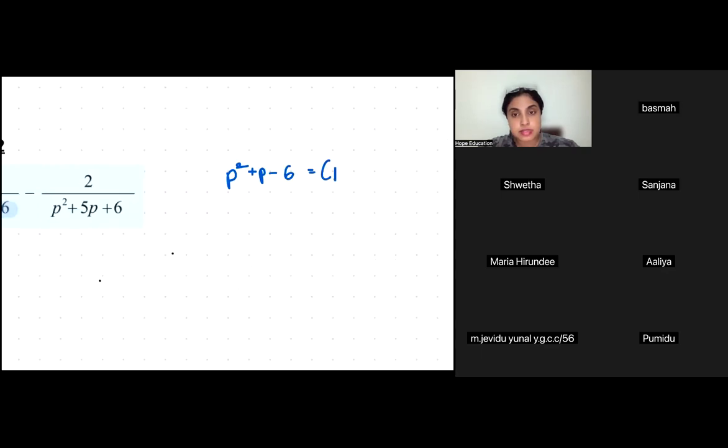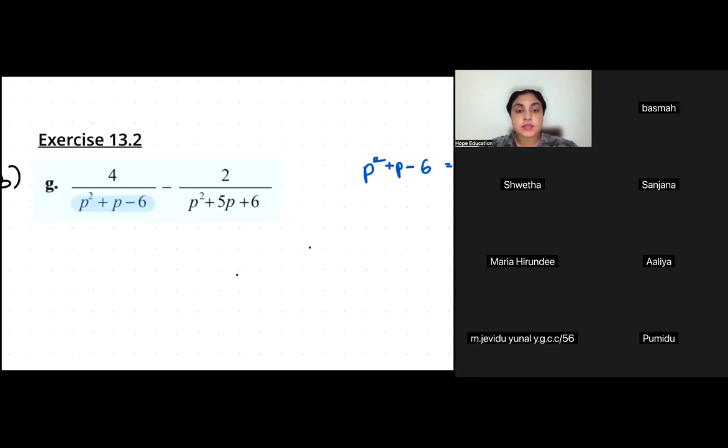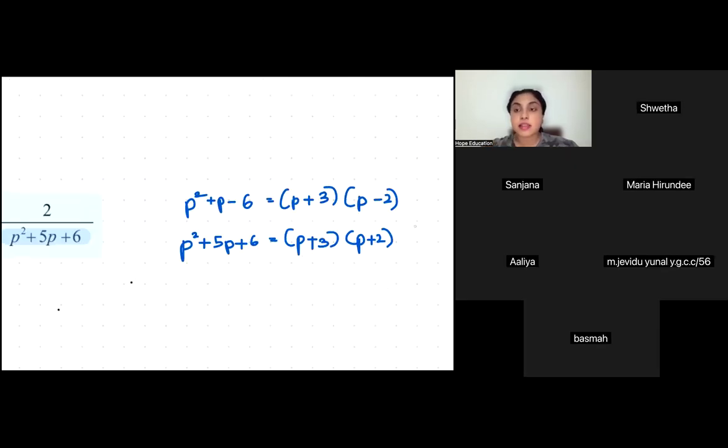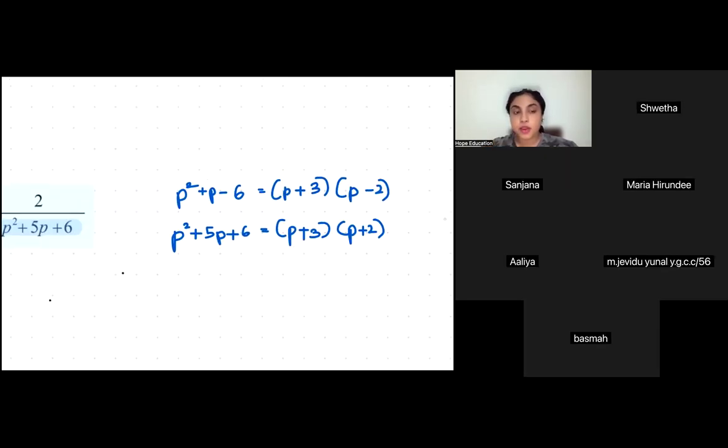P plus 3, p minus 2. Okay. Then the other denominator is p squared plus 5p plus 6. So p squared plus 5p plus 6. That goes like p plus 3, p plus 2. So now we factorize the two denominators, and what is the next step now? What is the next step?